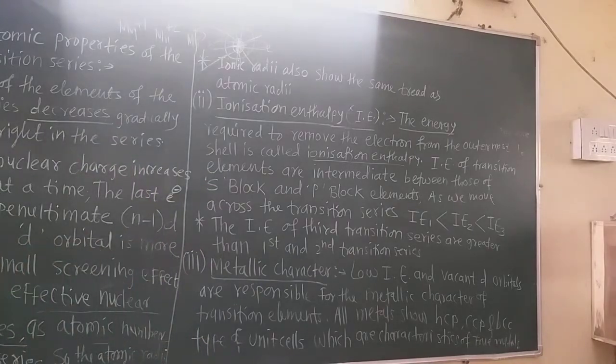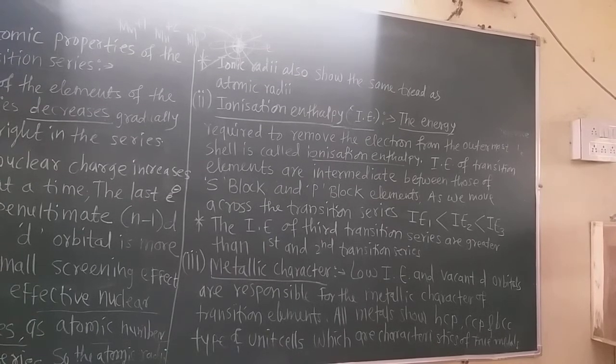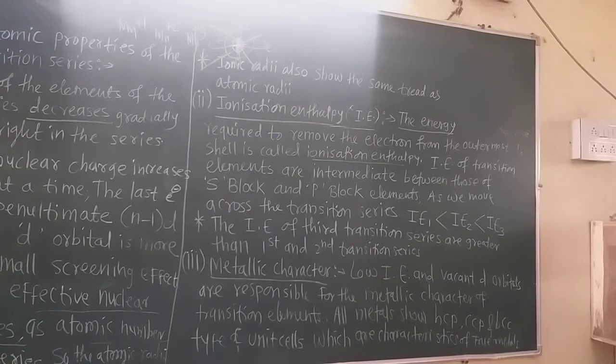And again the ionization enthalpy of third transition series is greater than that of the first and second transition series. Then what is the reason of that? Why is the ionization enthalpy of the third transition series greater as compared to the first and second transition series? It is because the atoms of the elements of the third transition series possess filled 4f orbital. Now there is the 4f orbital in the third transition series. The 4f orbital is completely filled with 14 electrons.